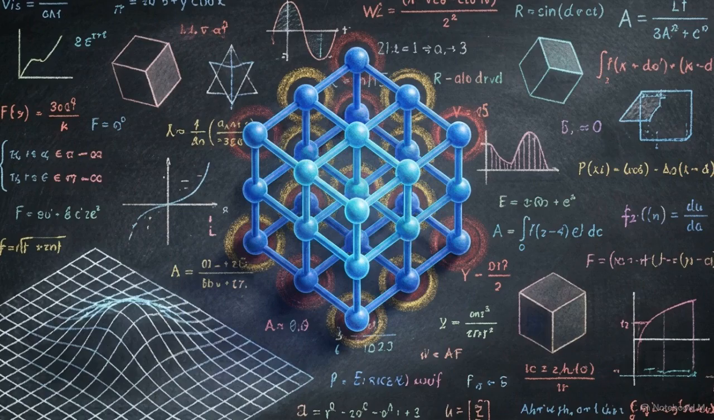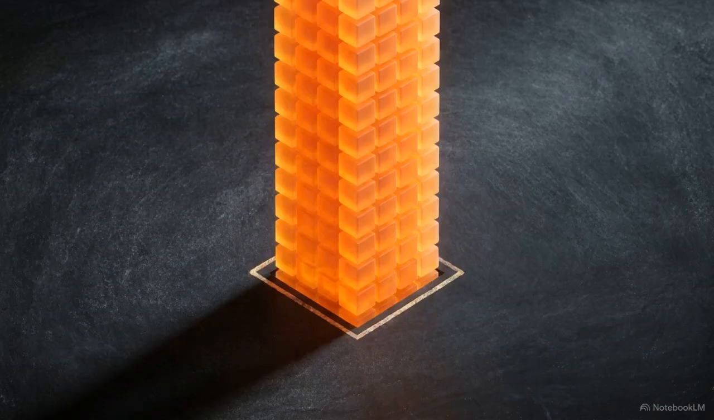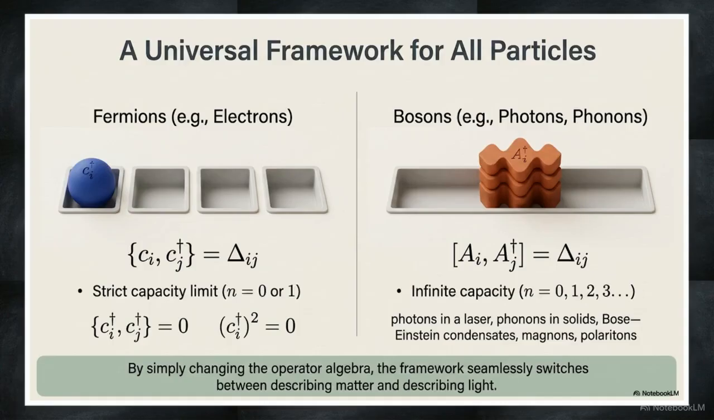Consider bosons, like the photons of light or the phonons carrying heat through a crystal. Unlike fermions, bosons have no capacity limit. They actually prefer to pile into the same state infinitely. This graphic illustrates the contrast. The fermion tray strictly holds a 0 or a 1. The boson tray is an infinite stack.